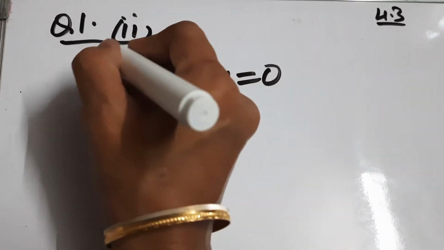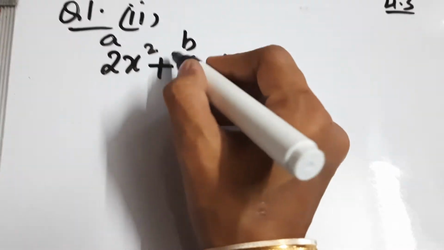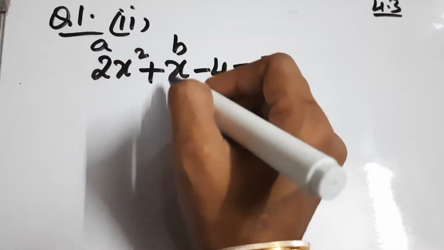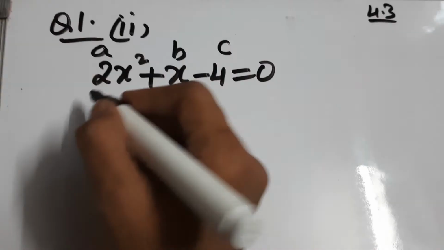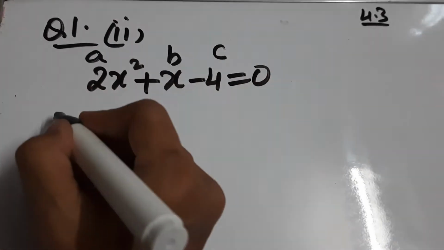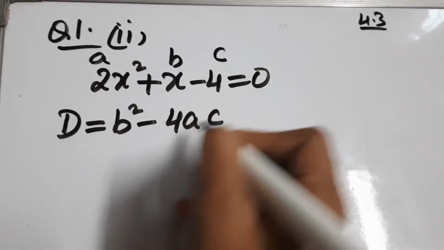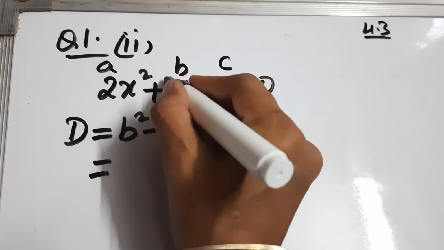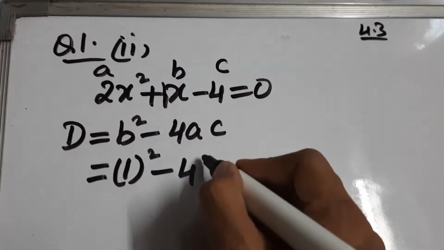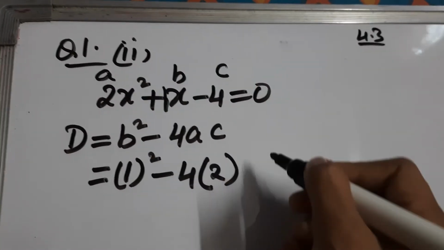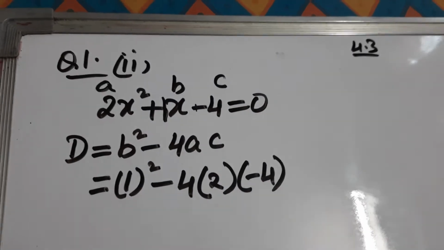Let us mark this, a is plus 2, b plus sign is there and no number is there, that means 1. We will take b as plus 1 and c as minus 4. So to find out whether the roots exist or not, we'll check the discriminant, that is b square minus 4ac. So put the value, b is plus 1. So 1 square minus 4 into a, what is a? It is 2 into c, it is minus 4. So put the bracket, okay?